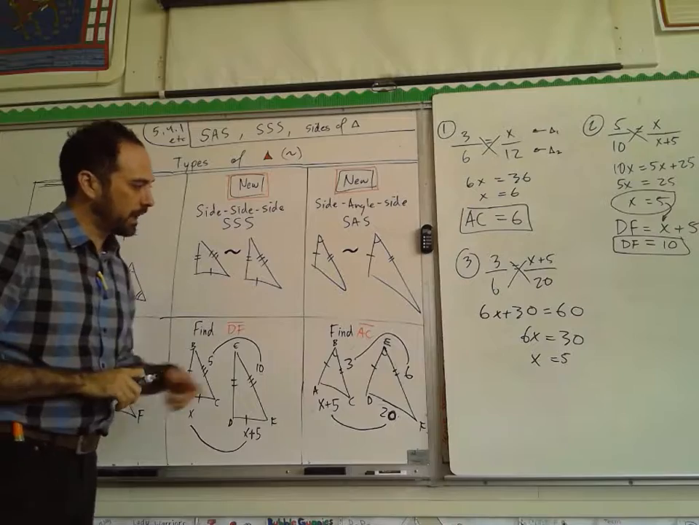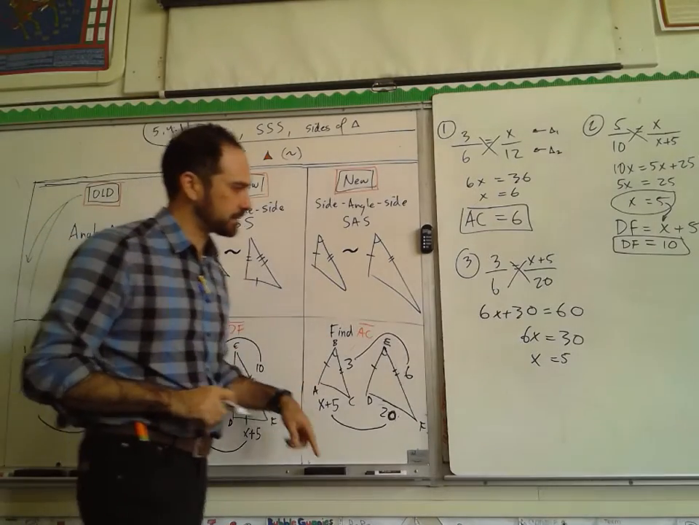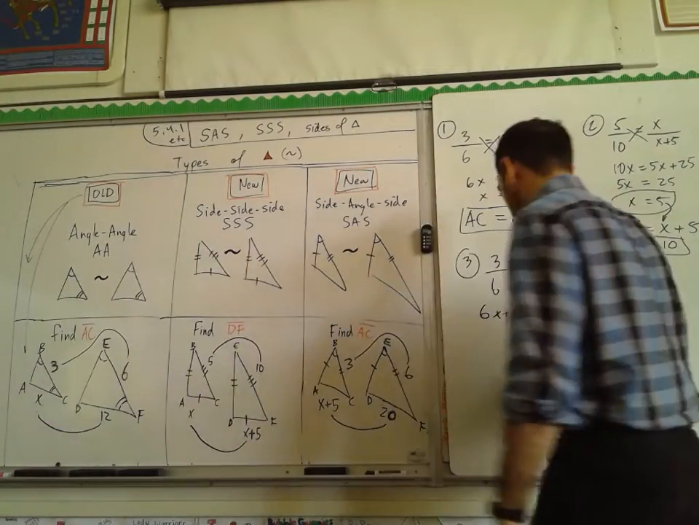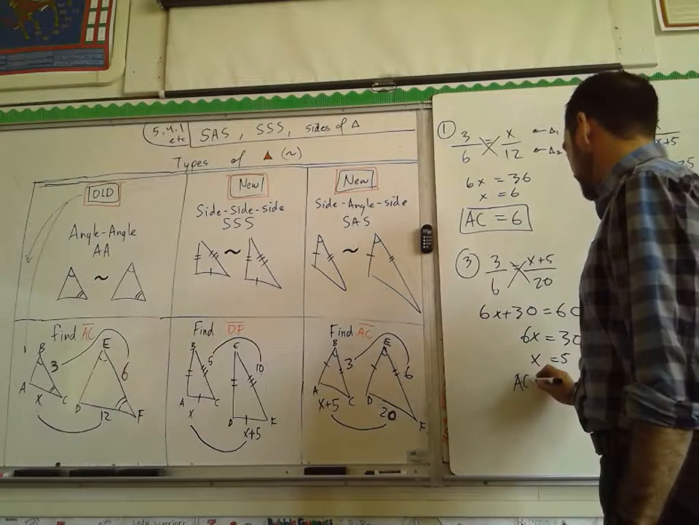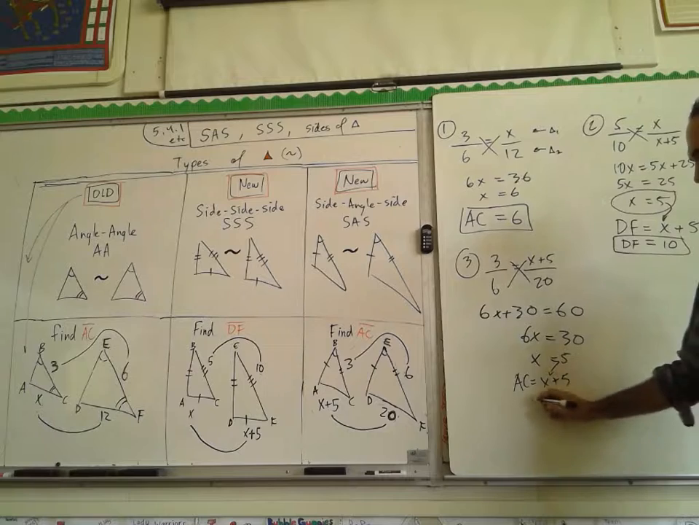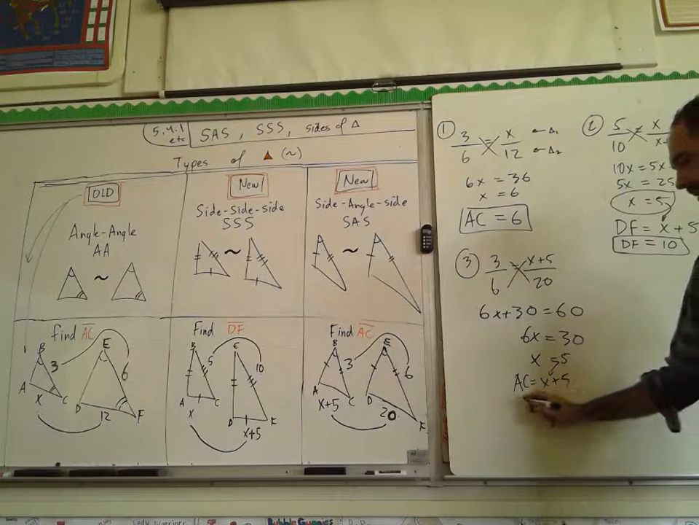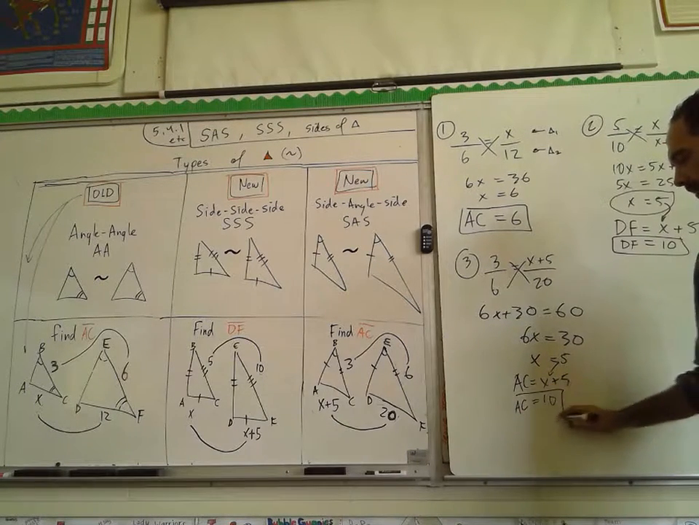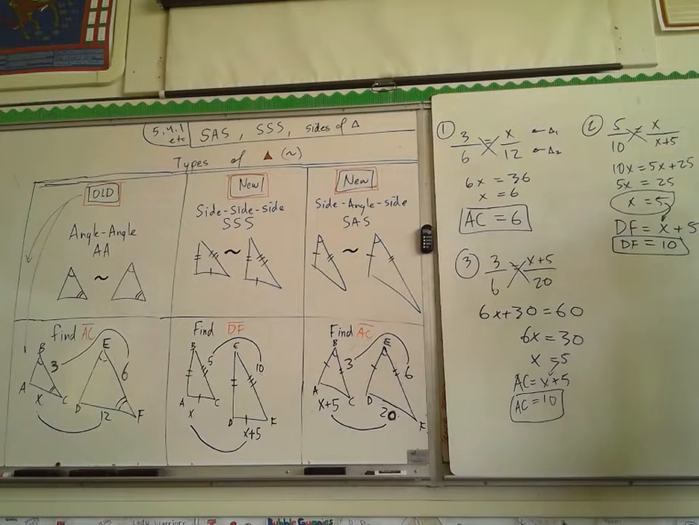I want to know AC. AC is equal to x plus 5, again, same as 2. So we have AC is x plus 5. Let's put the 5 in there. So we get 10. AC is 10. All right, thumbs up, sideways, or down for doing these type of operations. Good. It's so similar to how we did it yesterday.